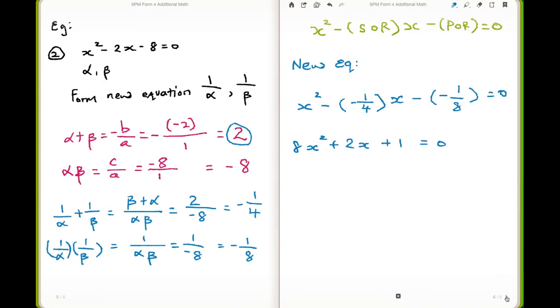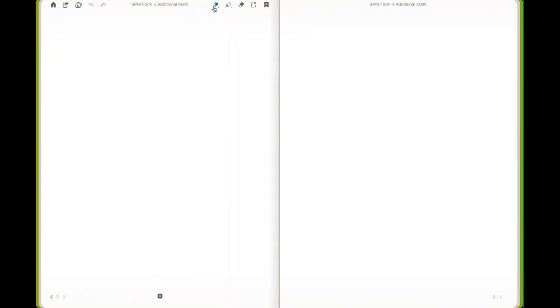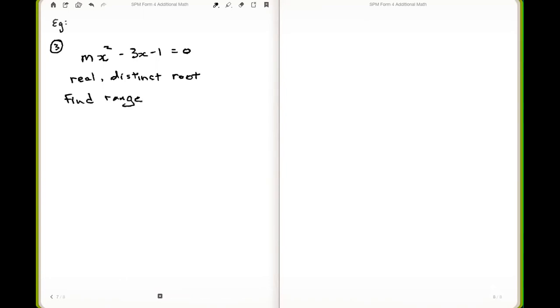Let me go to the next page. Example 3. The question should sound like this: find the range of values of m. If you're given a quadratic equation, maybe mx squared minus 3x minus 1 is equal to 0, which has real and different roots, distinct roots, you need to find the range for m.